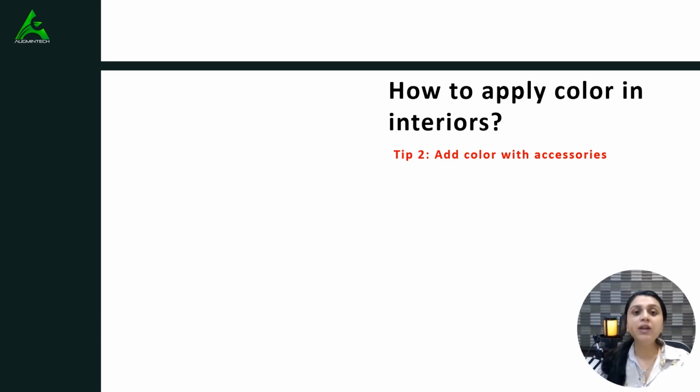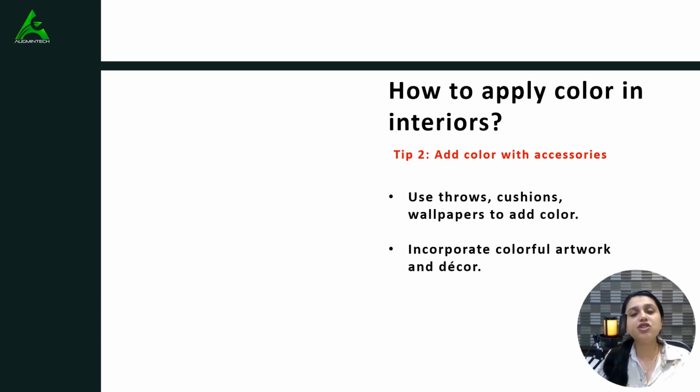Now, it may be a design where you want to create one wall which is brighter or darker, or maybe you want to color the ceiling, but take care that you have chosen a neutral color first, and then you have added your color with accessories. Now, when we choose a base color, that is not typically something that is going to pop up, right? That is going to be something which is just there in a neutral tone. So you can use throws, cushions, and wallpapers to add color.